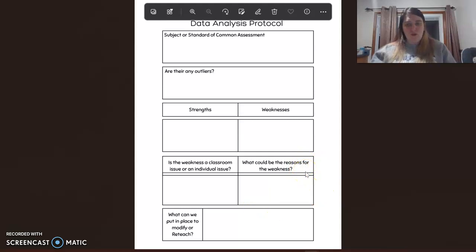We know that there could be multiple reasons for the weakness. Again, we talked about absences. We talked about other issues like home issues, things like that. And then what could we put in place to modify or reteach? Because we know that the reason we're going over this data is to adjust. So what are we going to put in place, whether that means we put in interventions? This is where we would put our interventions.